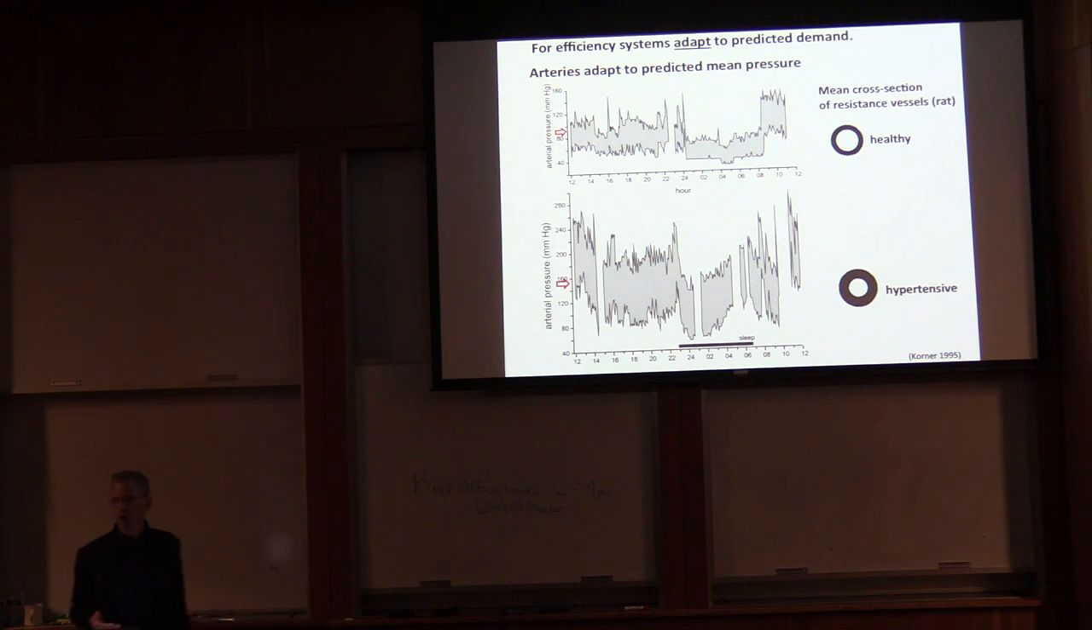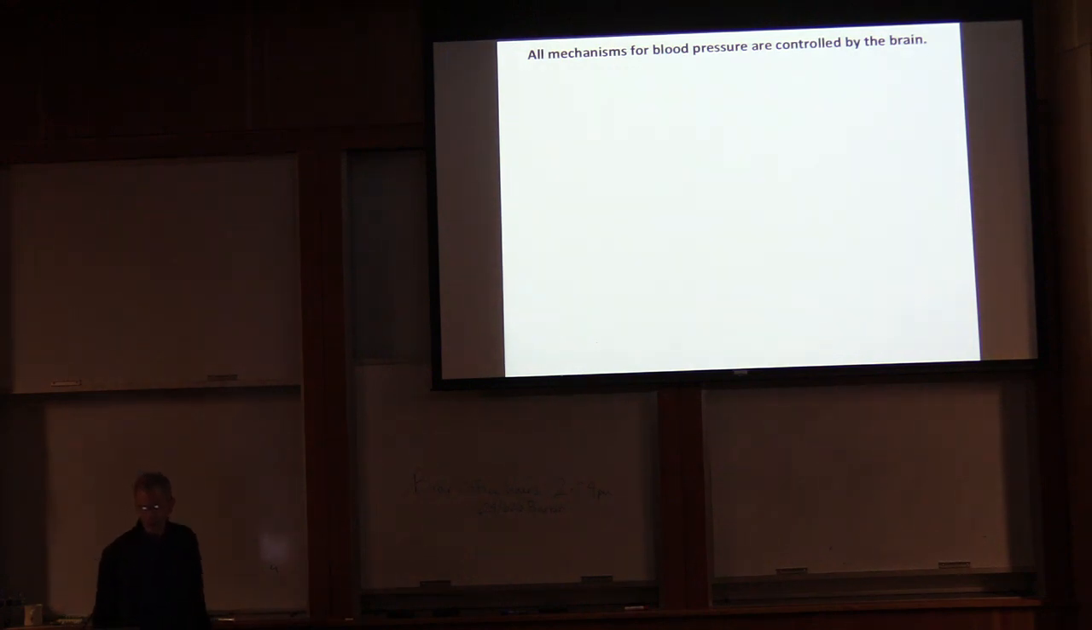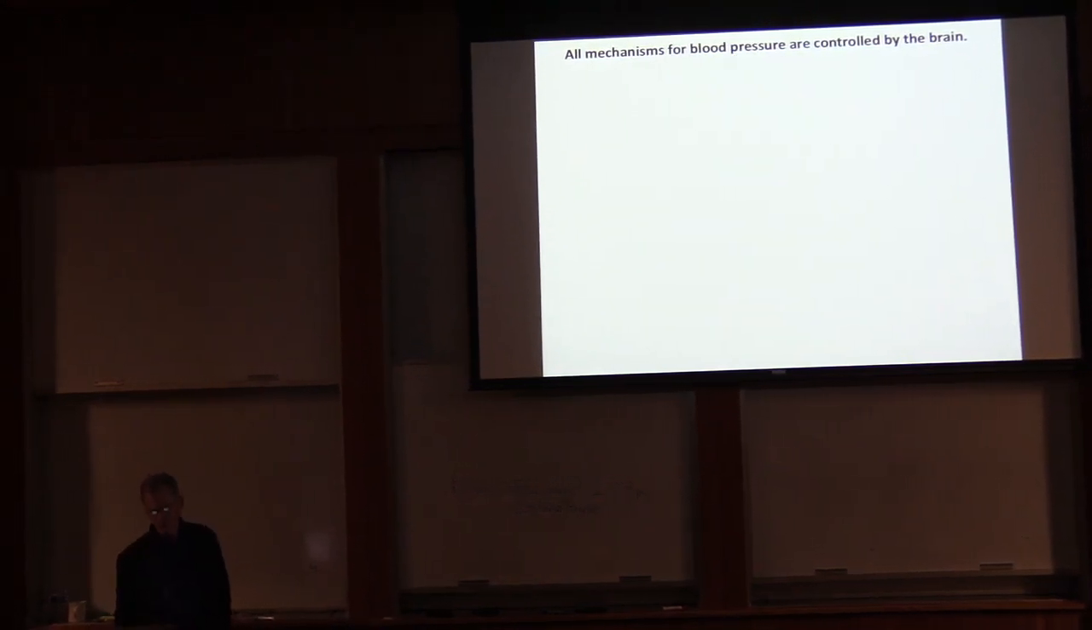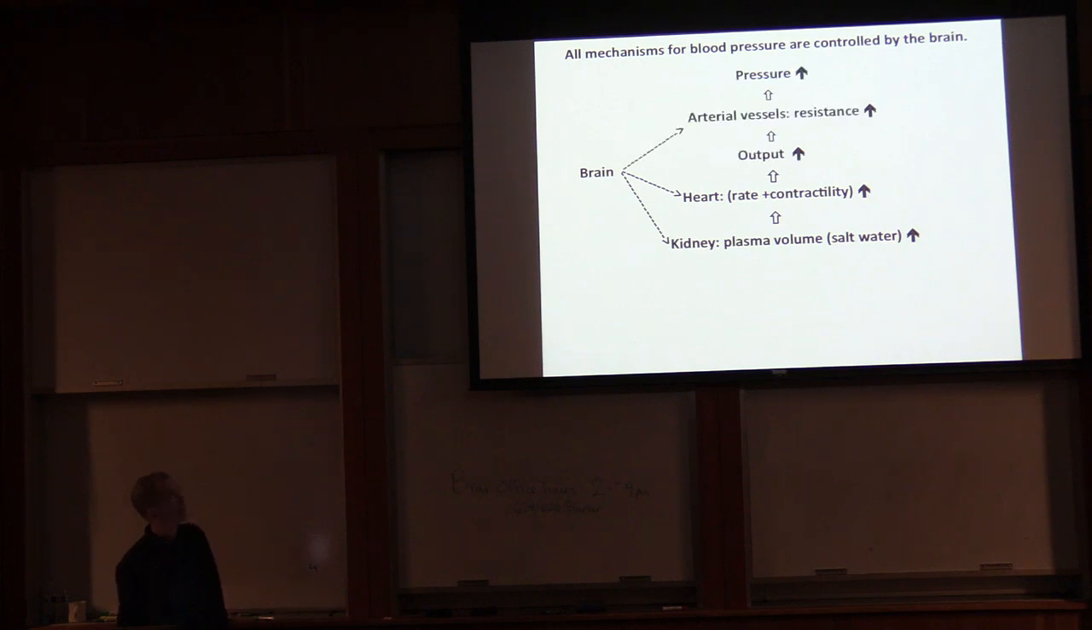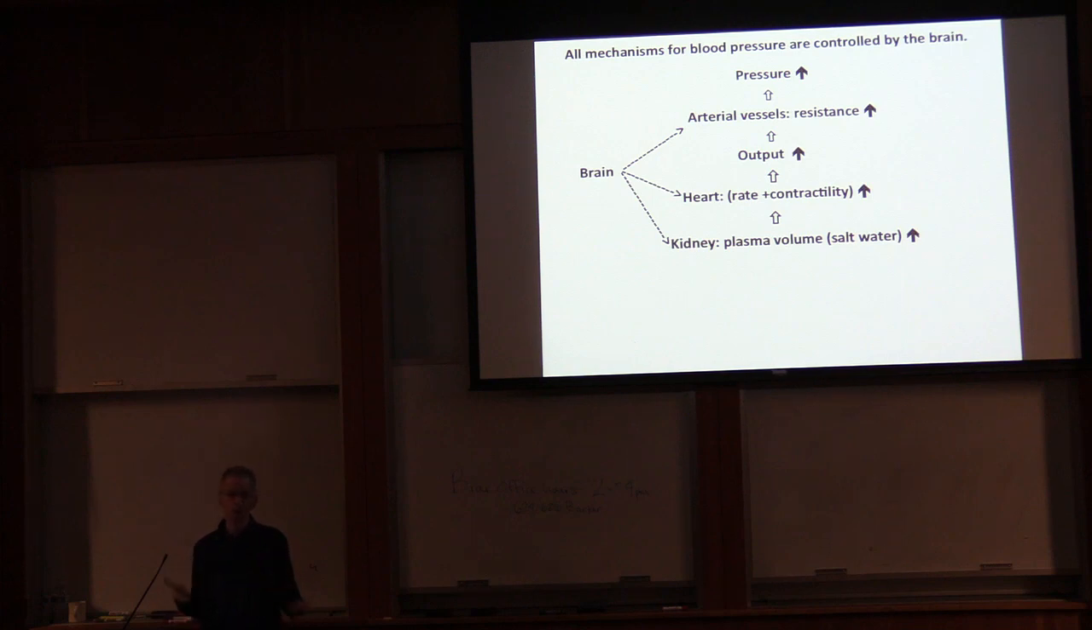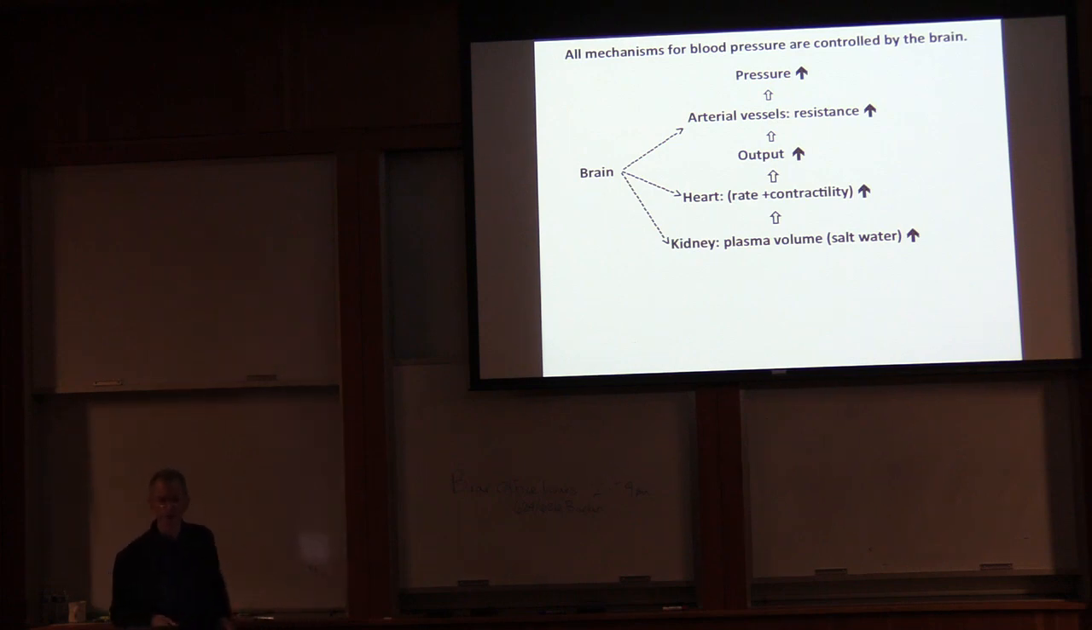Now, people treat hypertension with drugs. But before we get there, all these mechanisms to raise pressure are controlled by the brain. So the brain controls the kidney to increase plasma volume, or to spill it and reduce it, which is just salt water. And the brain also controls the heart rate and force to pump this salt water through the vasculature, and it controls the arterial vessels' resistance. So this is basically Ohm's law, and these are the mechanisms for operating Ohm's law in the vascular system.